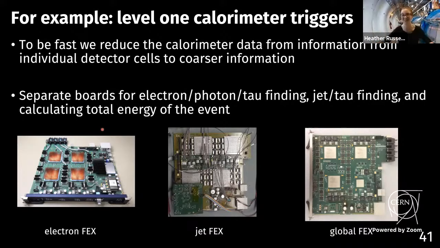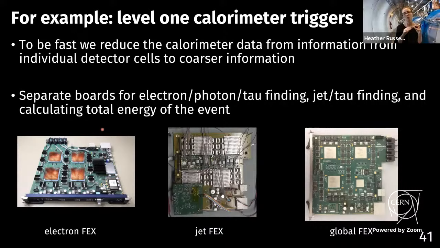It just wouldn't work. So we have to reduce the calorimeter data from information from every individual channel to something a lot coarser. Now, how coarse exactly determines how precise we can be in our trigger selection. The more detailed information we send in, of course, the more detailed, precise objects we can get out. There's a bit of a compromise there. How much time do we spend making objects versus how much time do we spend finding them? Because remember, we're very limited in the amount of time we have to make this decision.